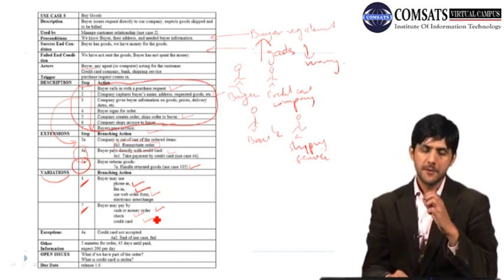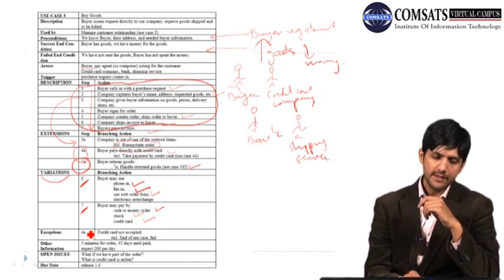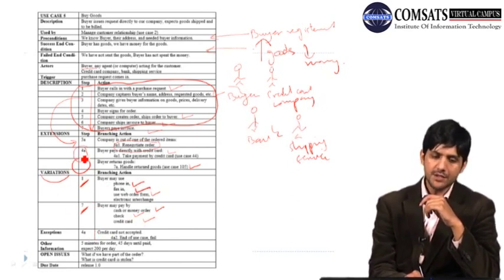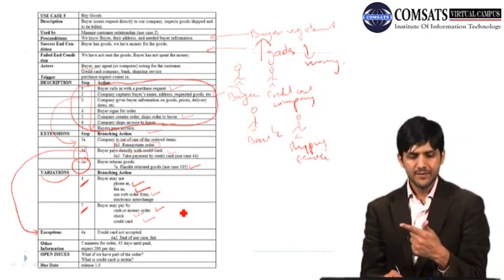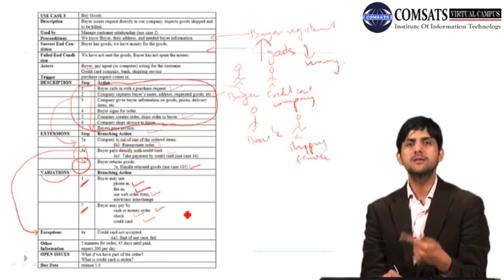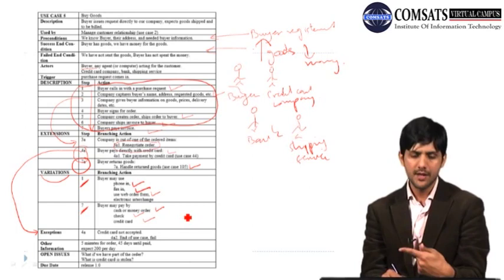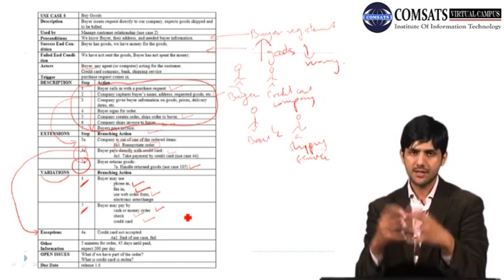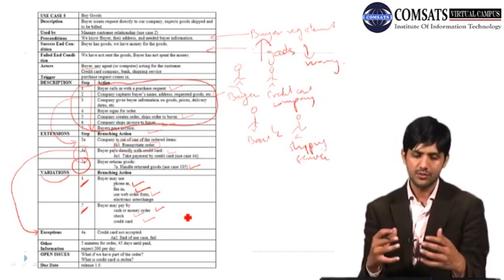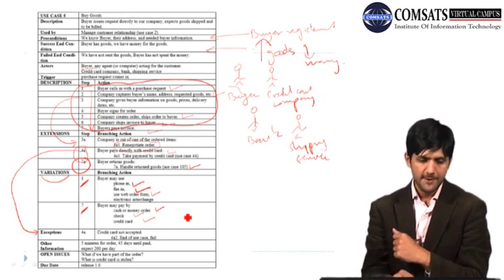And what are the exceptions? For example, the exception lies in one of the extensions. We said that one of the extensions is that a buyer may pay with the credit card. So an exception can occur that the credit card is not accepted, for example, the information supplied by the buyer is incorrect. So in that case, this transaction would cancel, and you need to handle that also.